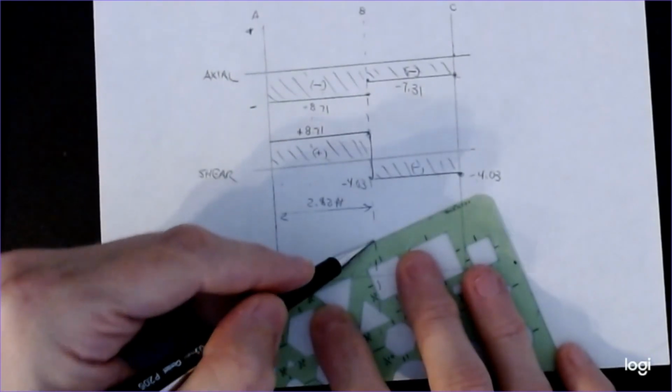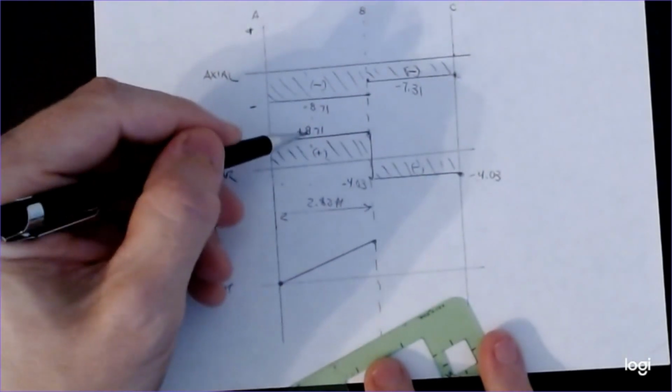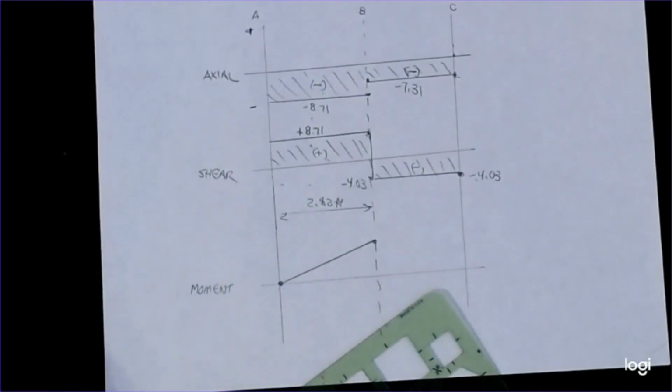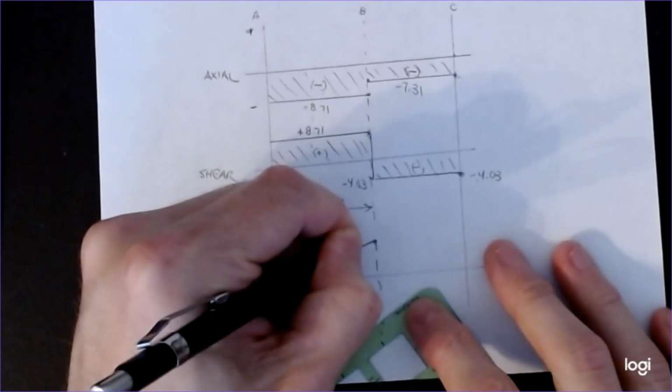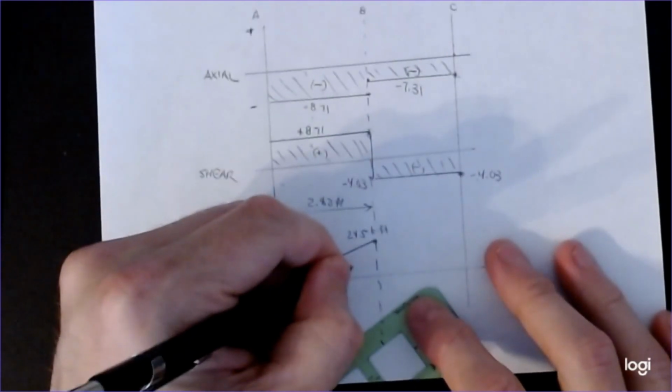That means that this has to be first order, so it's linear increasing up to here. And that number, if I multiply 8.71 times 2.82 feet, that number should be 24.5 kip feet. That gets me to there. That's a positive because it's increasing.